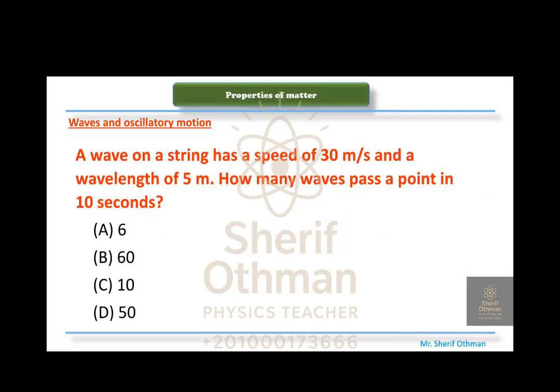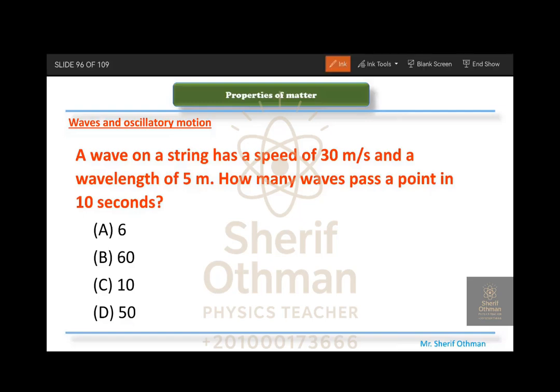A wave on a string has a speed of 30 meters per second and a wavelength of 5 meters. How many waves pass the point in 10 seconds? A wave on a string has a speed of v equal to 30 meters per second, and the wavelength, lambda, is equal to 5 meters. How many waves pass a point in 10 seconds? How many waves, he needs the number of waves, which is n.